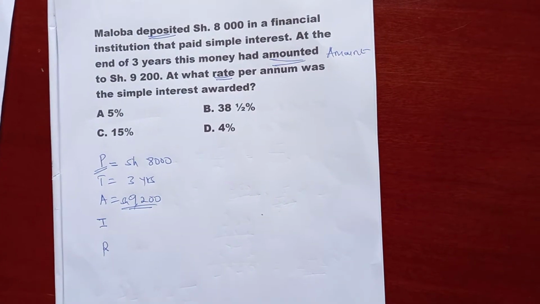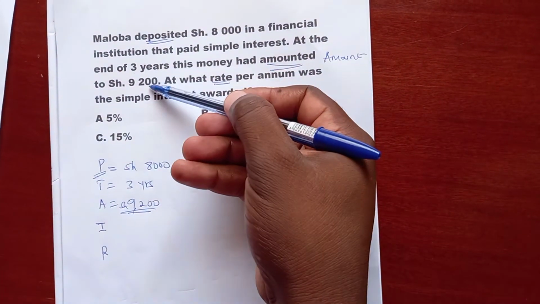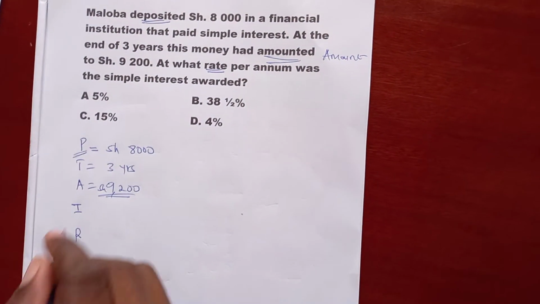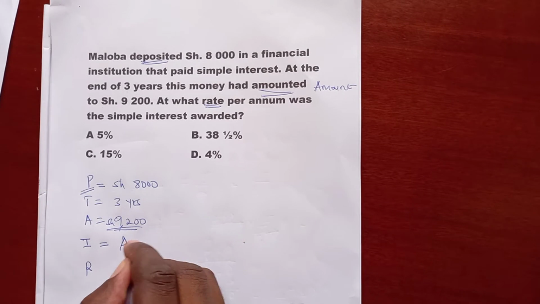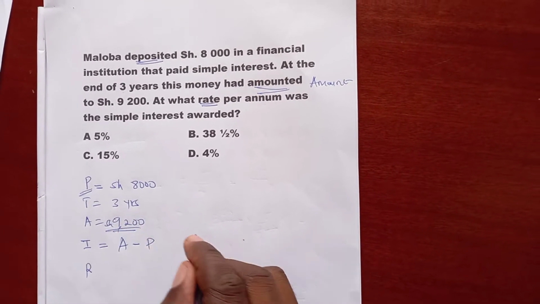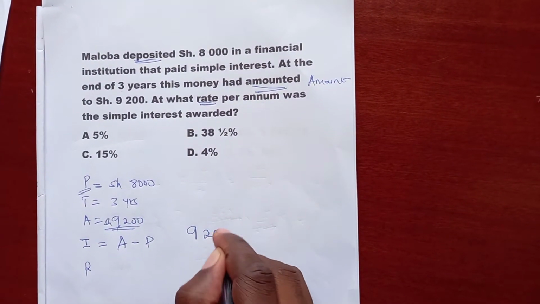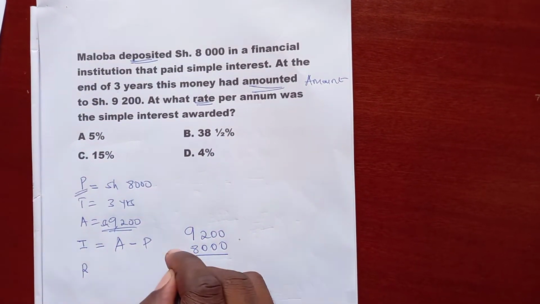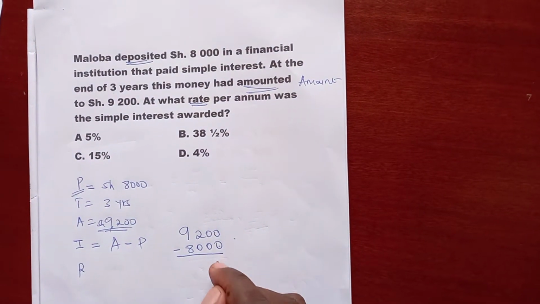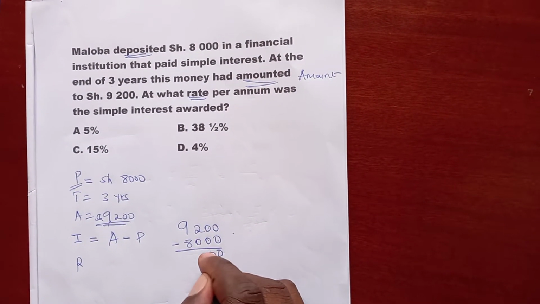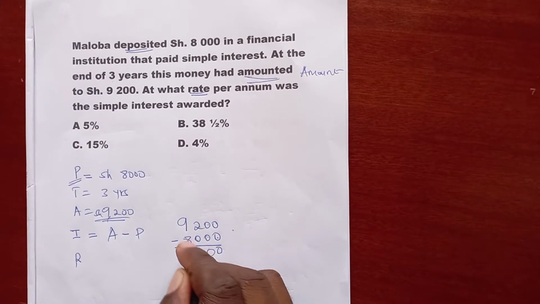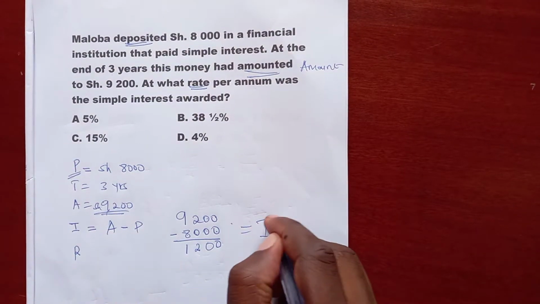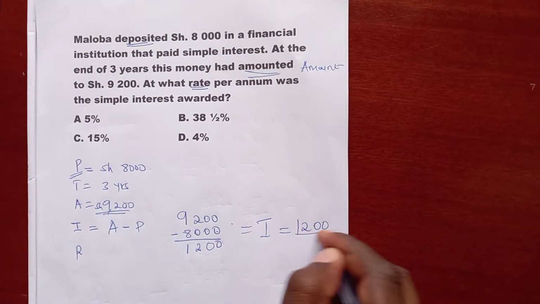First of all, we are going to get the interest. Having been given the amount and principal, the first thing to get is interest. Interest is equal to amount minus principal. Our amount is 9,200. Our deposit is 8,000. Take away: 0 minus 0, 0. 0 minus 0, 0. 2 minus 0, 2. 9 minus 8, 1. So our interest is shillings 1,200.